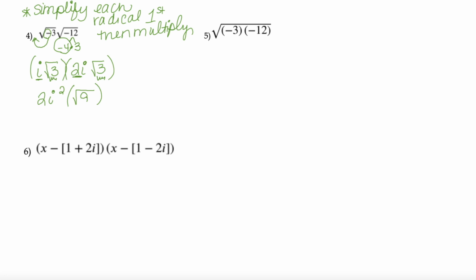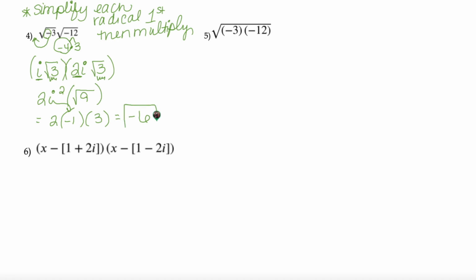This then simplifies to 2 times negative 1 because we replace i squared with negative 1. And the square root of 9 is 3. Therefore, negative 6. Most of that you most likely could do in your head, but just seeing all of the steps.